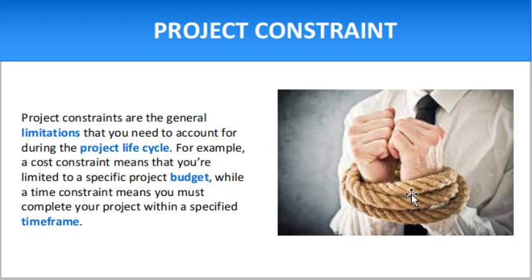Let me give you an example. Cost is one constraint. For example, the cost of the project is $5,000, so you cannot spend more than $5,000. You know that if you spend more than $5,000, you can achieve more quality in the project and more customer satisfaction, but you have a limitation. Whenever we are talking about constraints, we are talking about limitations of the project.